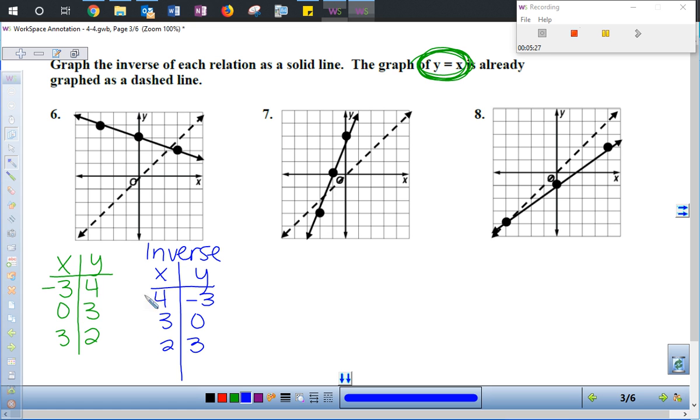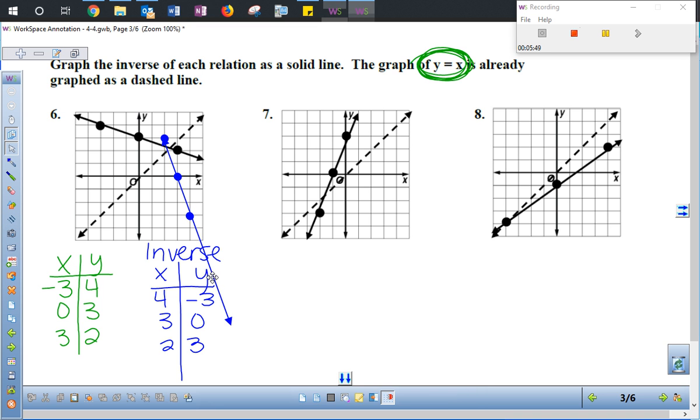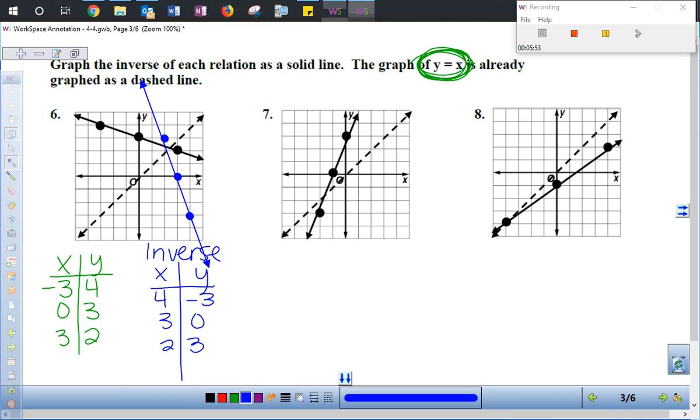Now we can graph these 3 points and connect them with a line. So 4, negative 3 is going to be to the right 4, down 3. 3, 0 is going to be to the right 3, up 0. And 2, 3 is to the right 2, up 3. Now get your straight edge and connect it all the way through. End it with arrows, and it should look like that.